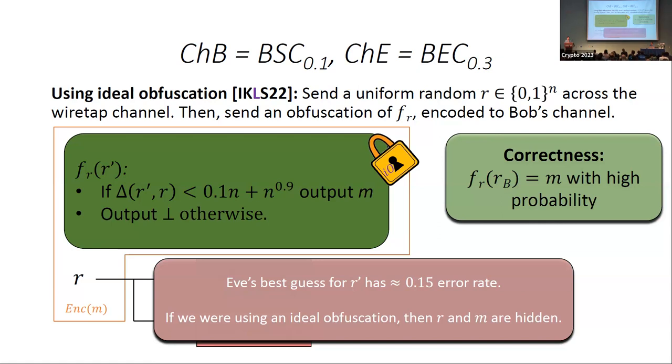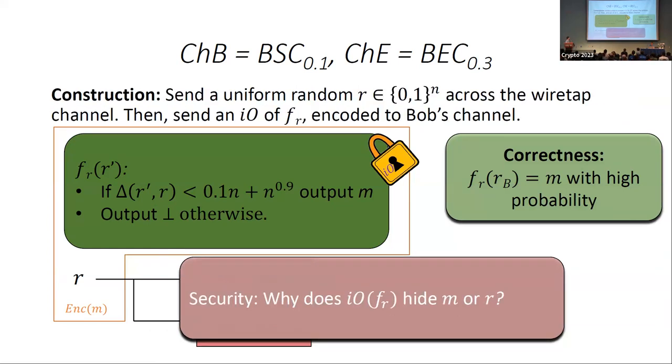So her best guess will be to flip a random bit for every erasure position. And that will result in a 0.15 error rate. And so from Eve's point of view, this obfuscated function behaves just like the null function. It'll just output bot all the time. And if we were using an ideal obfuscation, both the payload and this hard-coded R are completely hidden. So that gives security in the ideal obfuscation model.